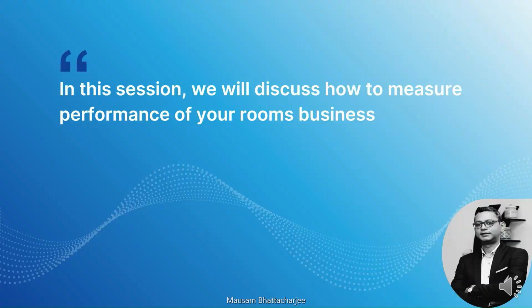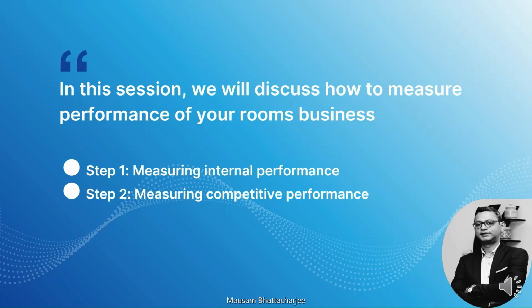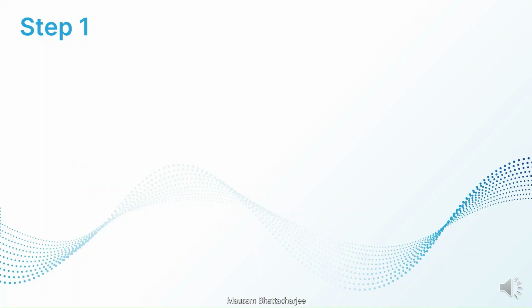Hello viewers. In this session, we will discuss how to measure performance of your rooms business. And we will do that in two steps. In step one, we will primarily be looking at how to measure internal performance using some metrics such as occupancy, ADR, and RevPAR. And in step two, we will try and put the hotel into a competitive set and see how you can measure competitive performance, that is your performance against the competition, by using indexes such as MPI, RGI, and ARI. So let's get started.